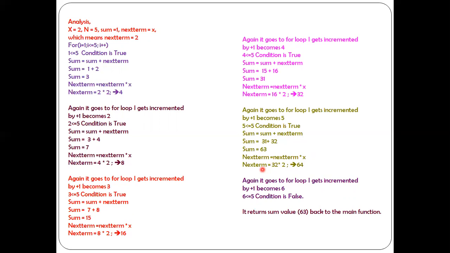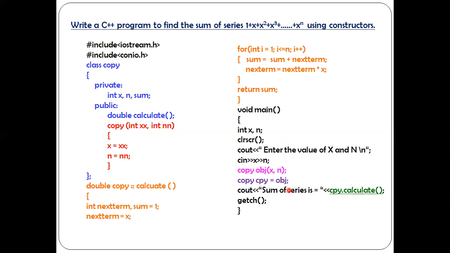Next term. Okay. Again, it goes to the for loop. I gets increased by plus 1. Now, this time I becomes 6. Last time it was 5 and this time 6. Okay. 6 is less than or equal to 5. Condition is false. When this condition is false in the program, it won't execute these two statements. It comes out of the for loop and returns what value? Returns sum value. What exactly is stored in sum? 63. That 63 will be sent back to this void main.